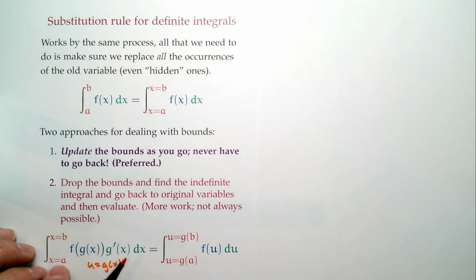And then our bounds have to be updated. So what you do is you take your variable and plug it into your function here. So if I have x equals a, u would be g of a. And if I had x equals b, plug it in, u would equal g of b. So that my bounds go from g of a up to g of b.